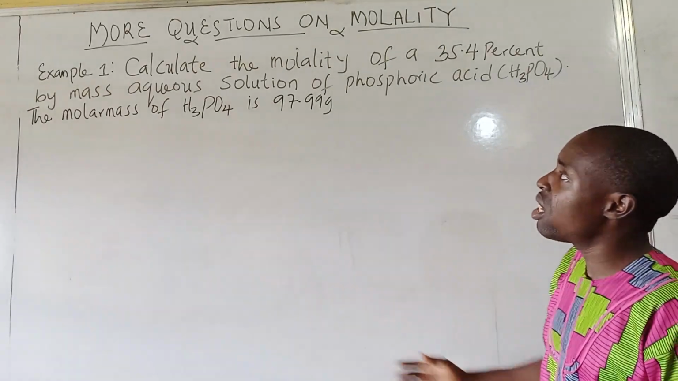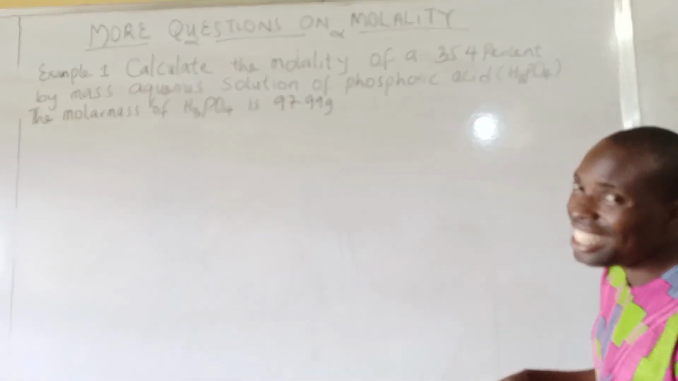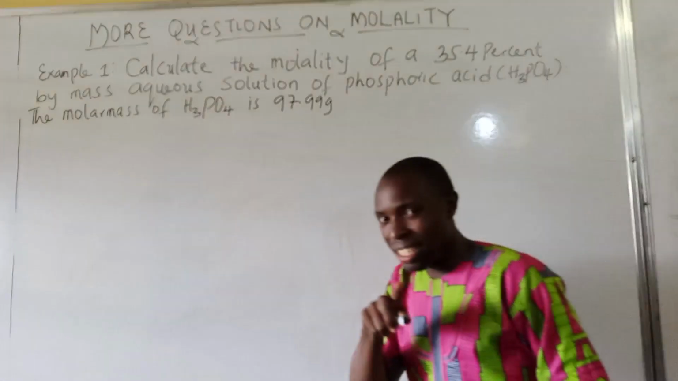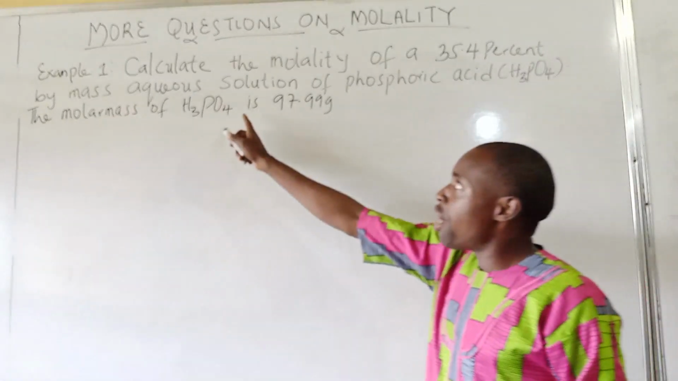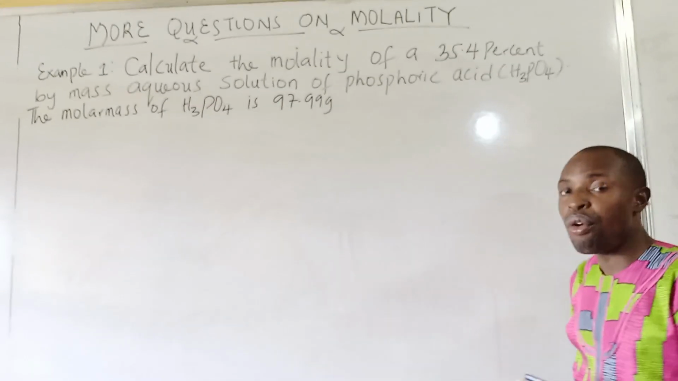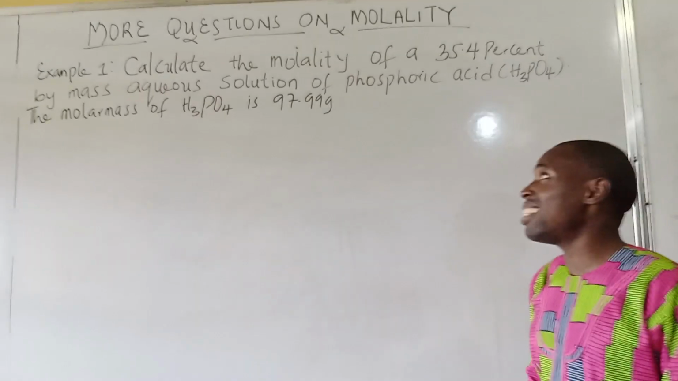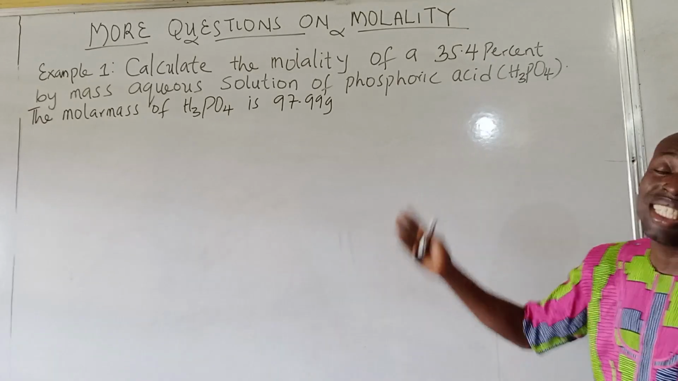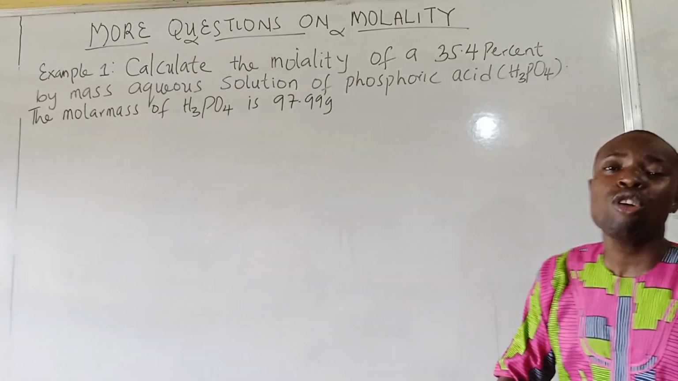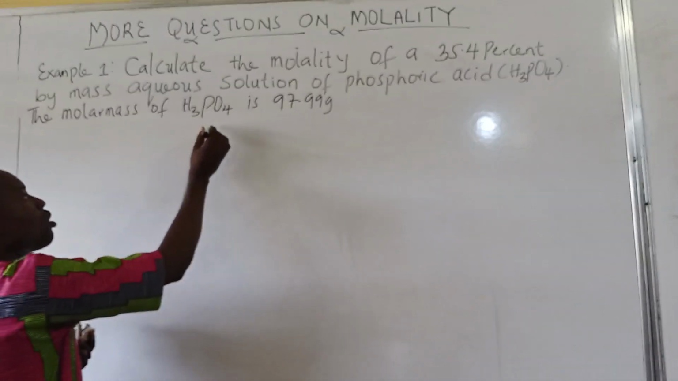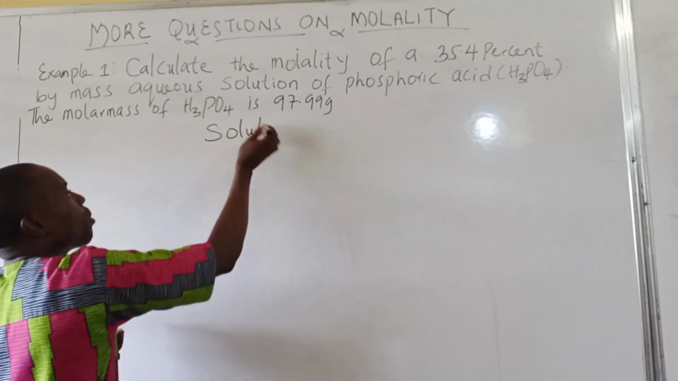The first question is to calculate the molality of a 35.4% by mass aqueous solution of phosphoric acid, which is also called tetraoxophosphate(V) acid. The molar mass of the acid, which is the phosphoric acid, is 97.99 grams. We're going to be solving it in a stepwise direction. Talking about the solution, what do we do?